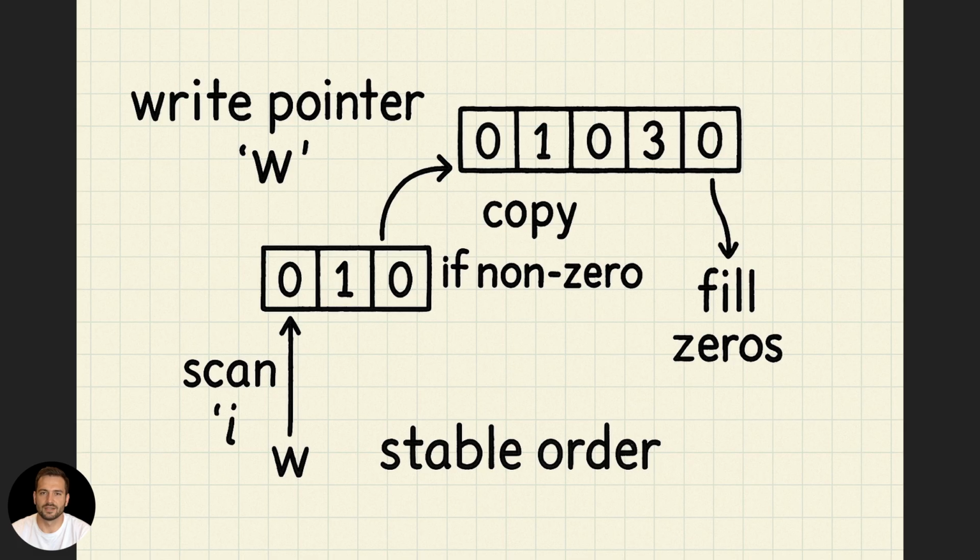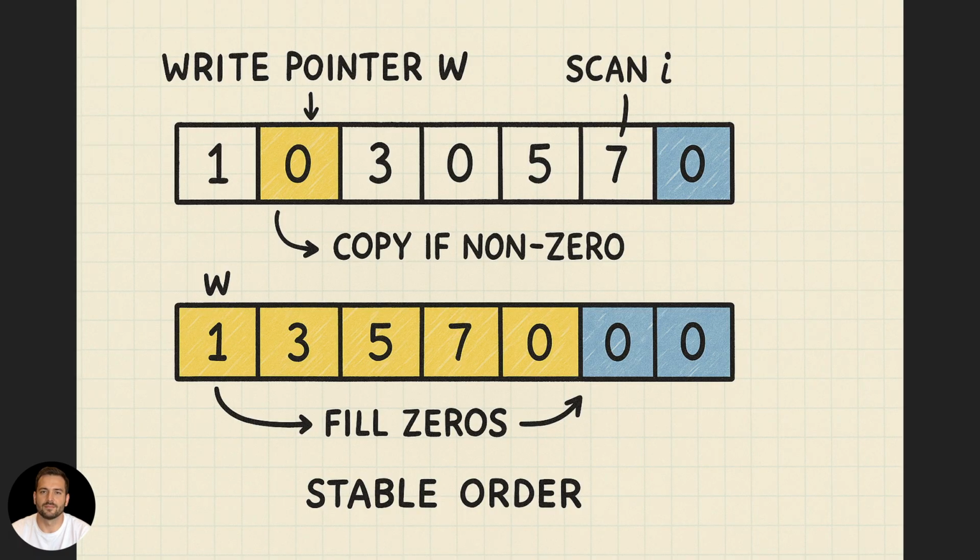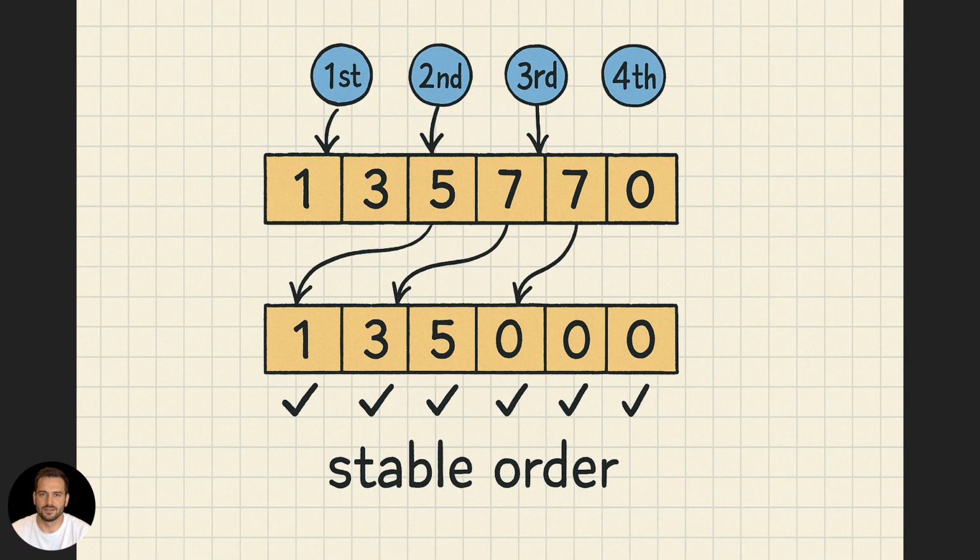We declare a pointer named w that marks the next slot where a non-zero value should go. We scan the array left to right with i. If nums at i is non-zero, we copy it into nums at w and we increase w. After one pass, every non-zero has been written into the front segment 0 to w. Then we fill the rest of the array from w to the end with zeros. This is stable. The first non-zero we meet is written first, the second is written second, and so on.